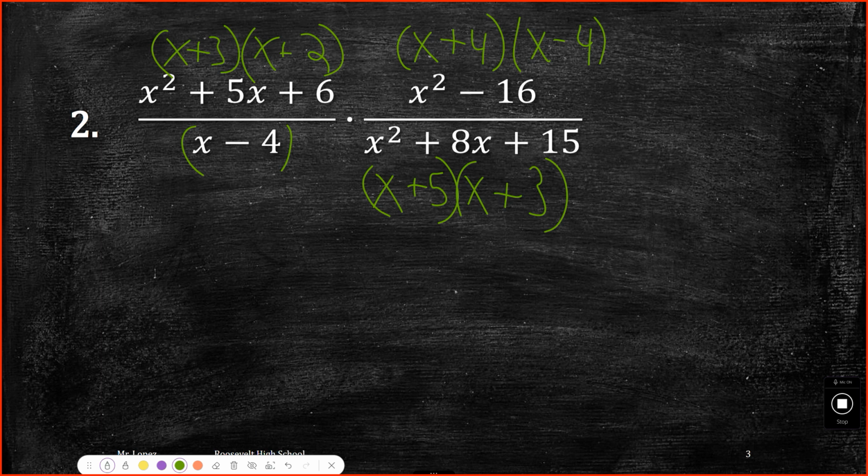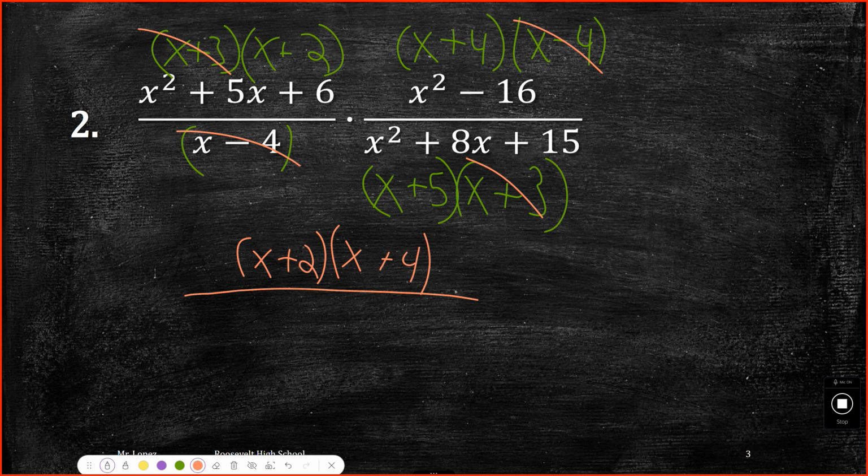Let's go ahead and draw a big fraction line. What can we cancel out? Can I cancel out an x minus 4 with an x minus 4? What else can I do? Can I cancel out an x plus 3 with an x plus 3? What else can I do? That's it. So then what is left over on top? X plus 2 and x plus 4. And at the bottom, x plus 5. And that is the answer to this.